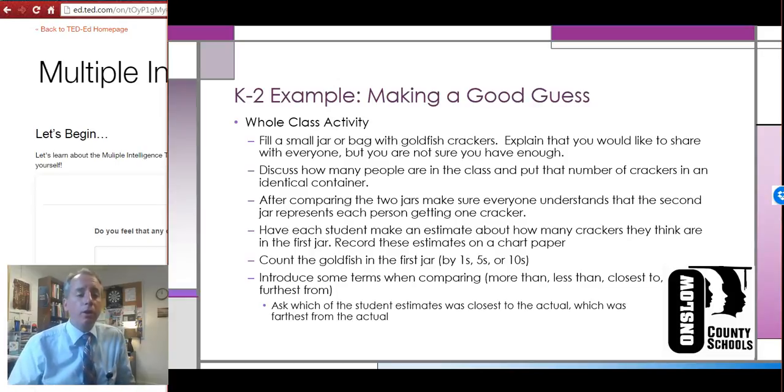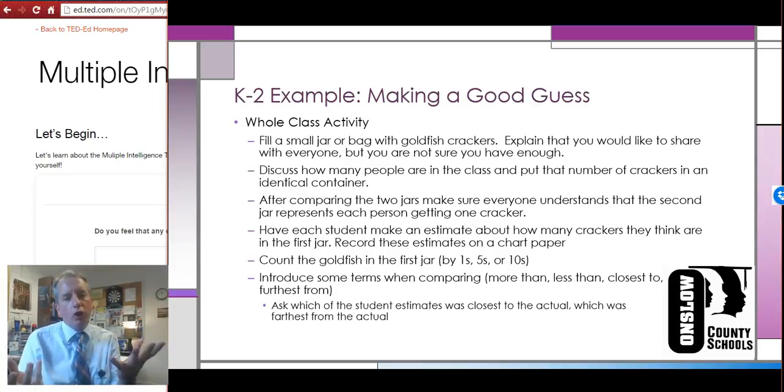So you can see we're filling a jar or a baggie with some goldfish crackers, and man, I want to share this with everybody, but I'm not sure if I have enough. So how would I figure out if I have enough to share, or how many each person would get? Those kind of questions. So we're going to look at how many people are in our class, and then they're going to compare.